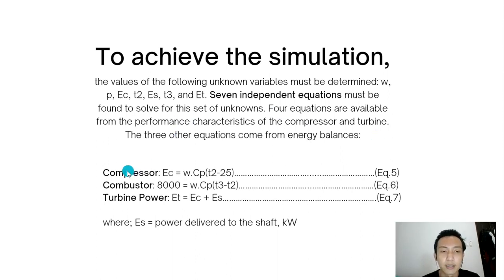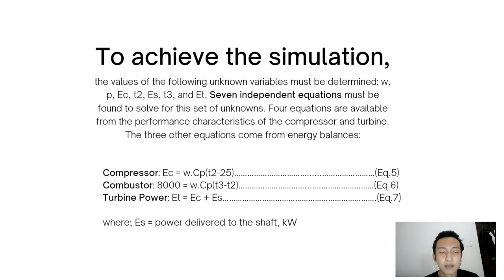The first one is from the compressor. We are studying the compressor now. We have the equation EC, the energy transferred by the compressor, equals W, the mass rate of flow, times CP, the constant pressure specific heat, times T2 minus 25 degrees Celsius. We have that as equation 5.